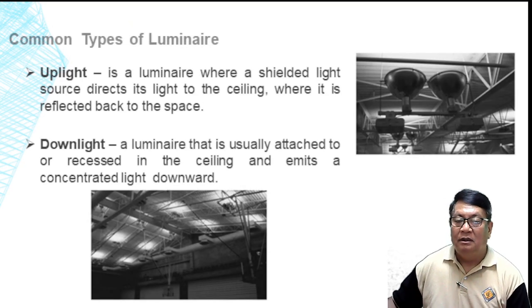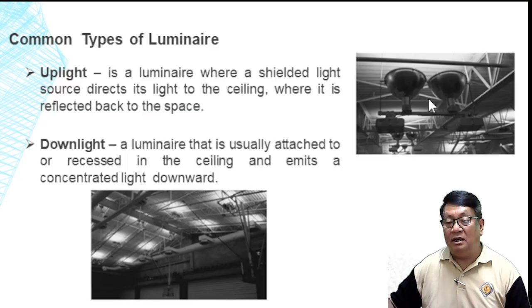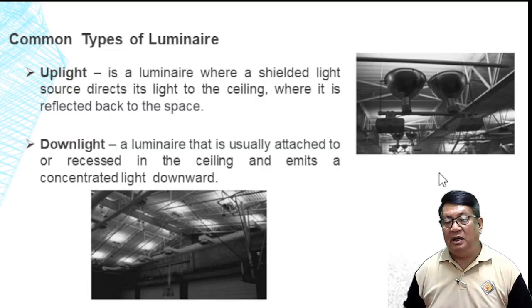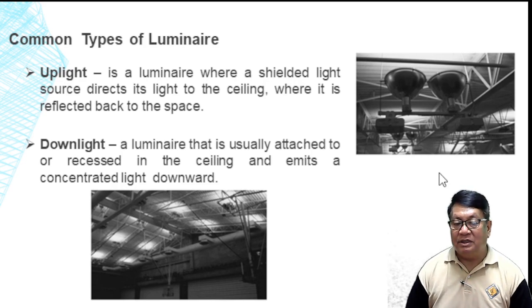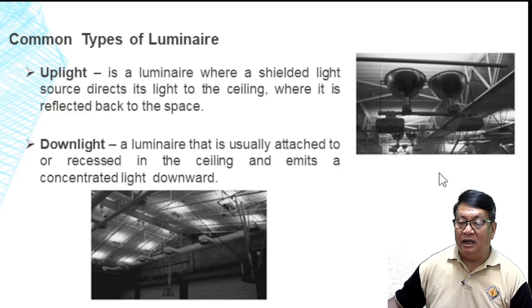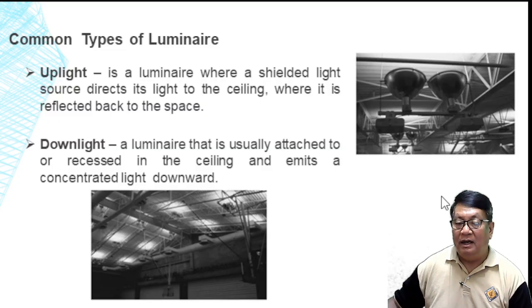We have common types of luminaire also, the uplight. Okay, uplight. Meaning to say that it is a luminaire where a shielded light source directs its light to the ceiling. So as you can see here, the lighting system is directed towards the ceiling, where of course this light will be reflected by the ceiling towards the lower space or surfaces. So we have also this downlight, a luminaire that is usually attached to or recessed in the ceiling and emits concentrated light downward.